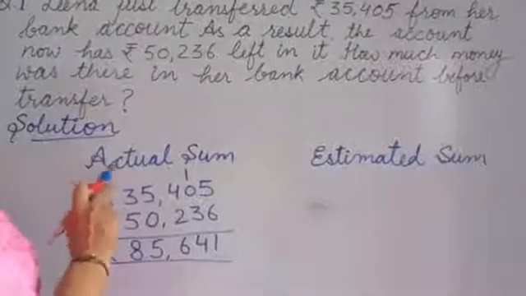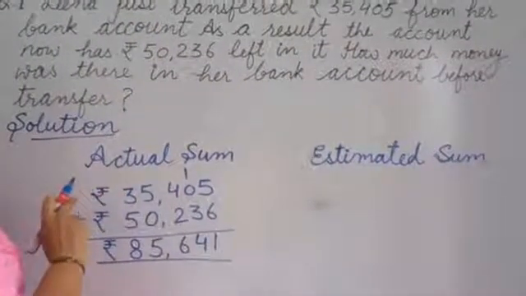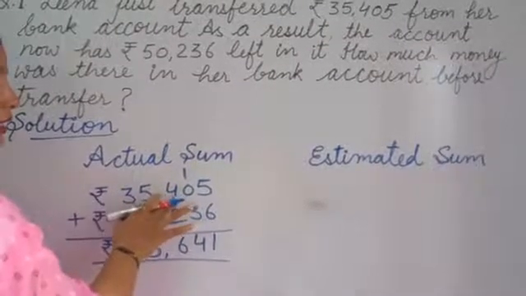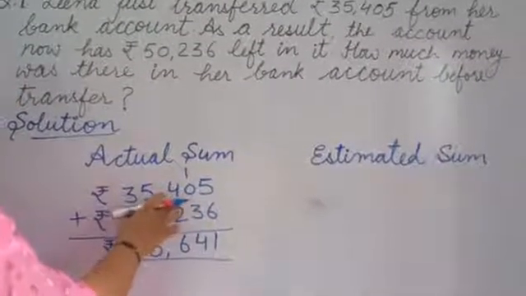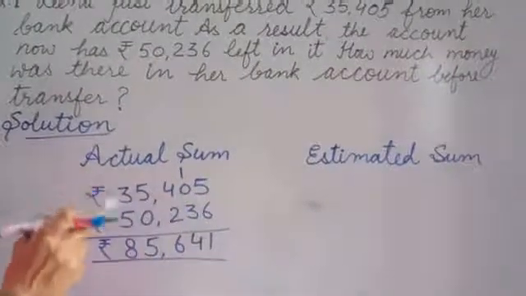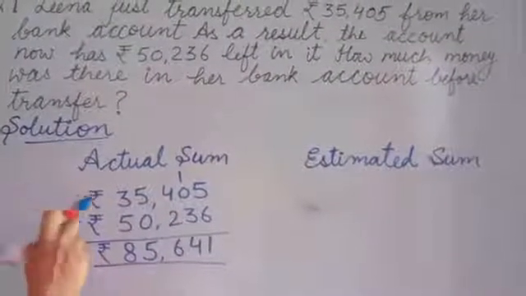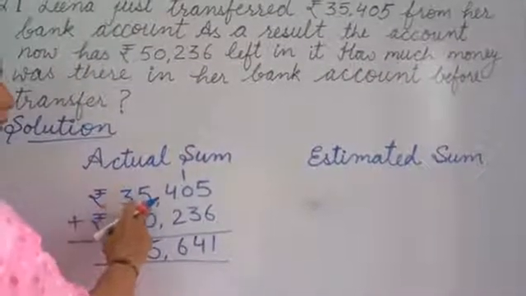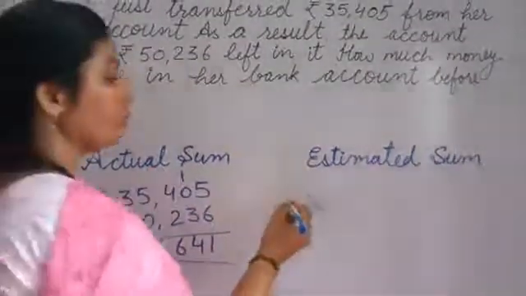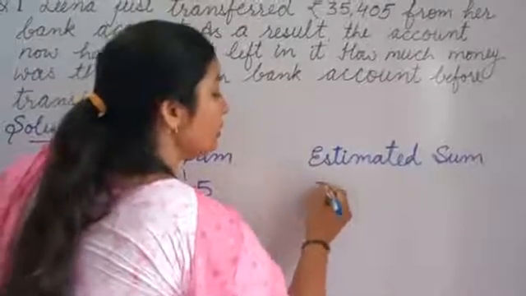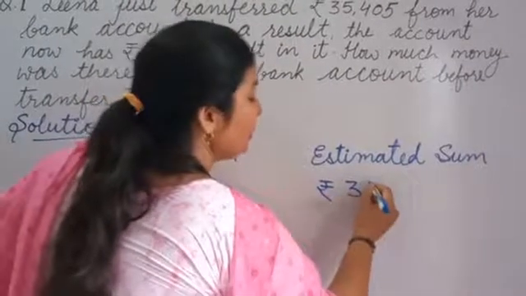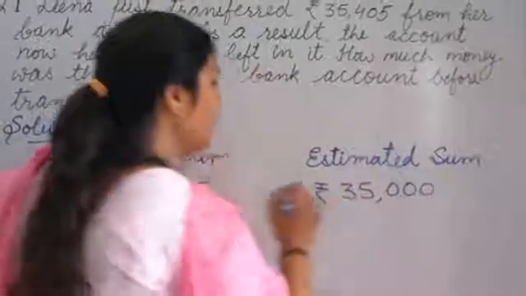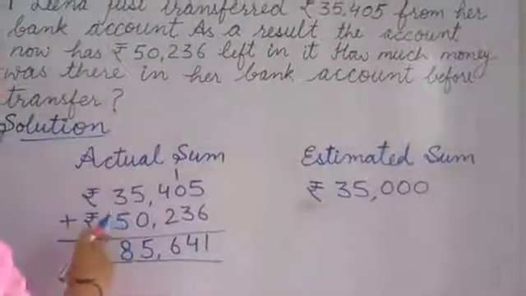For rounding of 1000, what will we do? We will check our 100 column. What is in the 100 column? 4. 4 is less than 5, so we will not increase the 1000 column. That will remain the same. So there will be 35,000. So the rounding number is rupees 35,000.